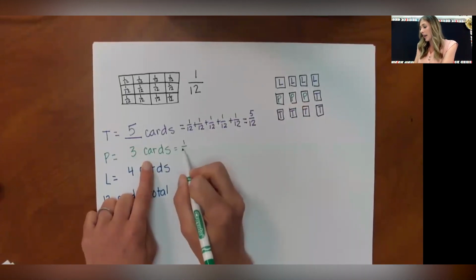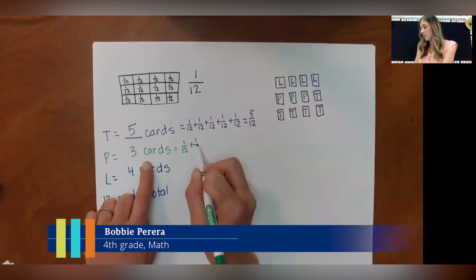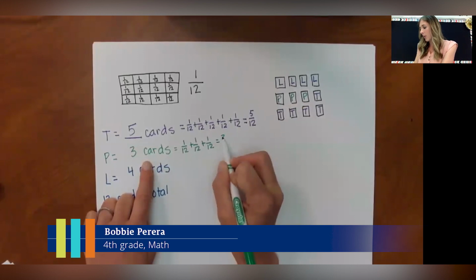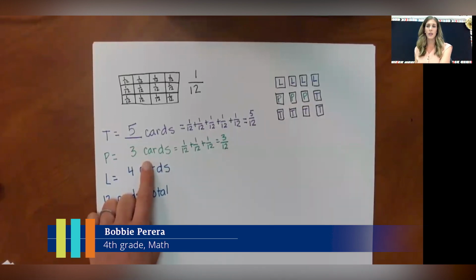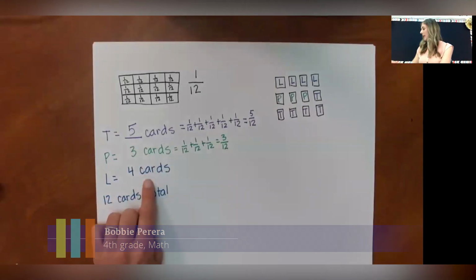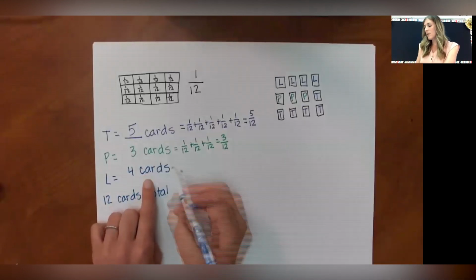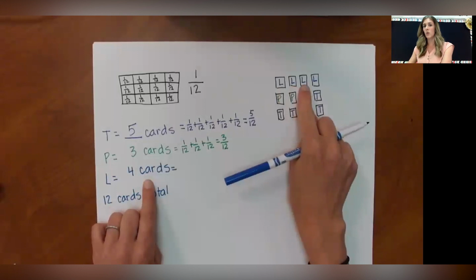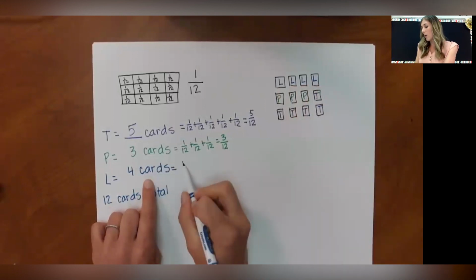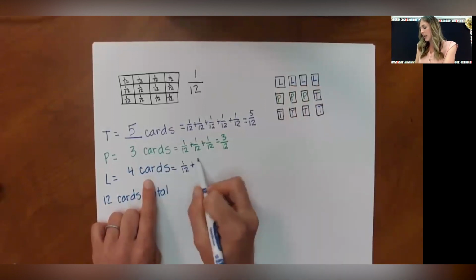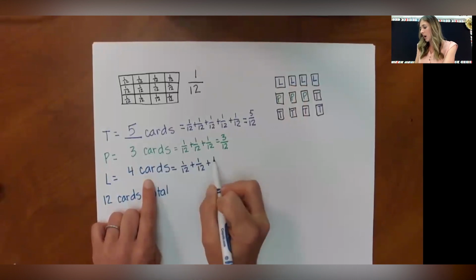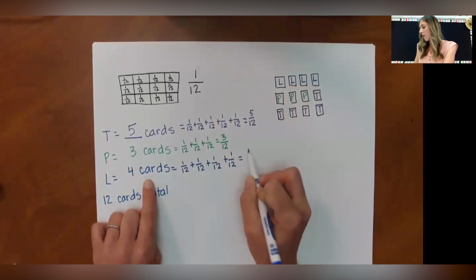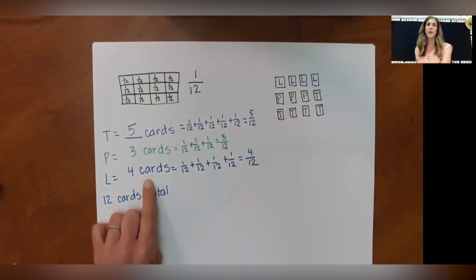So we could write his addition equation like this. He got 3/12 of the deck. And Lynn got 4 cards, 1/12, 1/12, 1/12, 1/12, and we put them all together, we can see that Lynn got 4/12 of the deck.